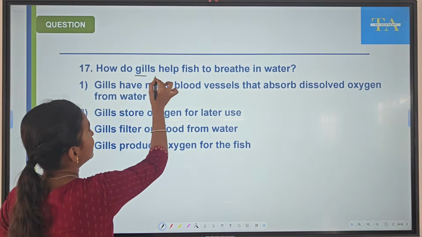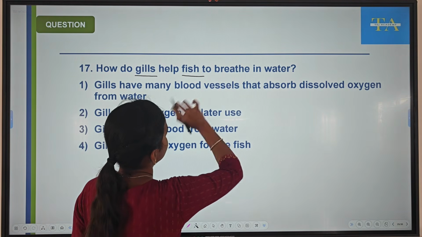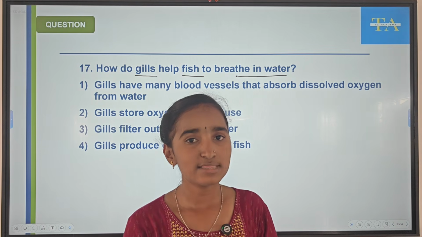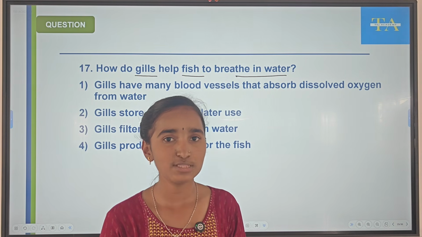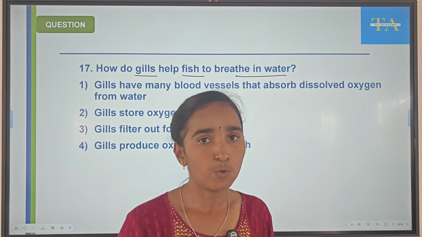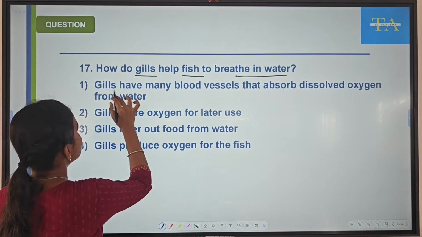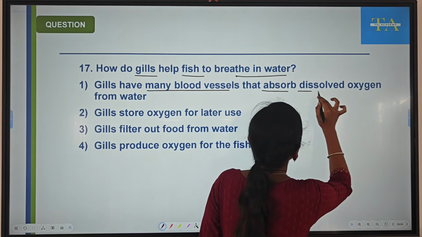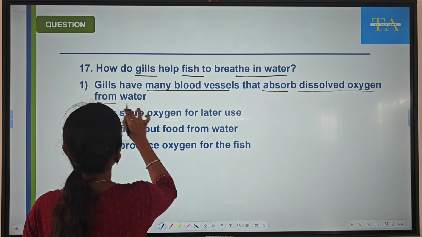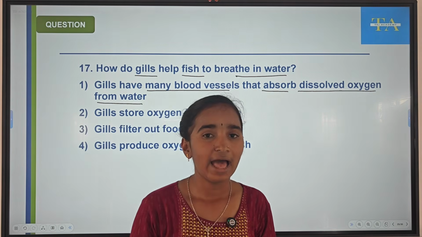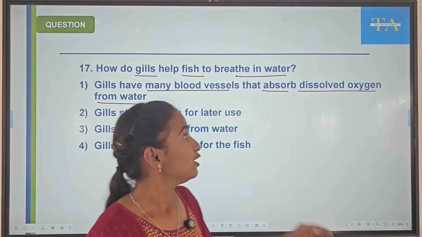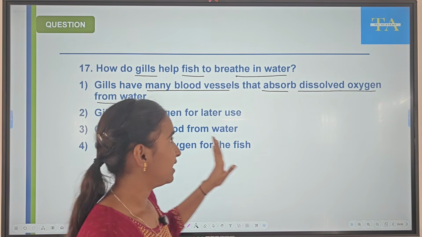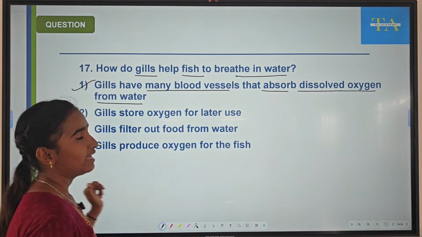How do gills help fish to breathe in water? We know that gills are the structures through which fishes respire. But how? Gills have many blood vessels that absorb dissolved oxygen from water. Yes, gills have many blood vessels through which this absorption of dissolved oxygen takes place. This is our right option.